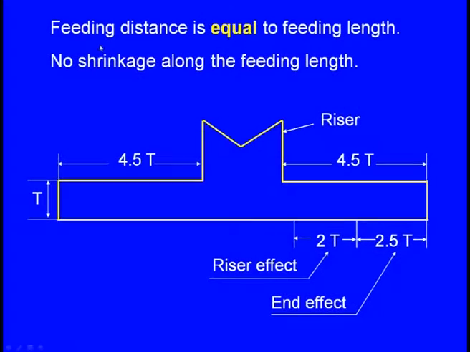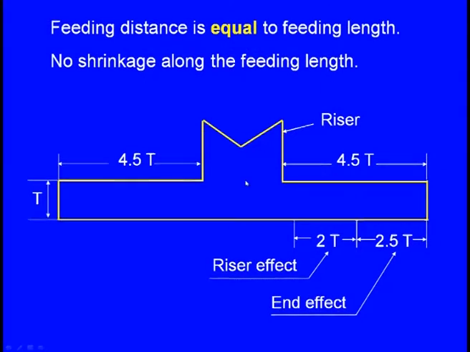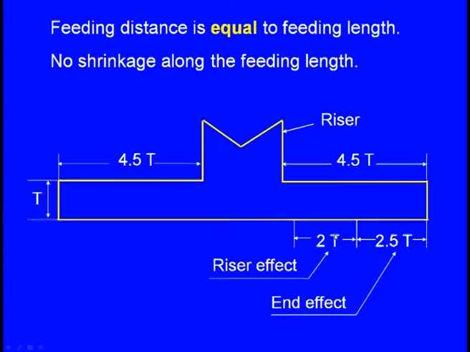Now, let us see some cases. Feeding distance is equal to the feeding length, means the length of the casting is such that the section to be fed by the riser is equal to the feeding distance. Then what will happen? No shrinkage along the feeding length. Say for example, this is the casting and this is the riser. Now, the riser effect will be 2T, means the distance covered by the riser to prevent shrinkage, that is 2T.